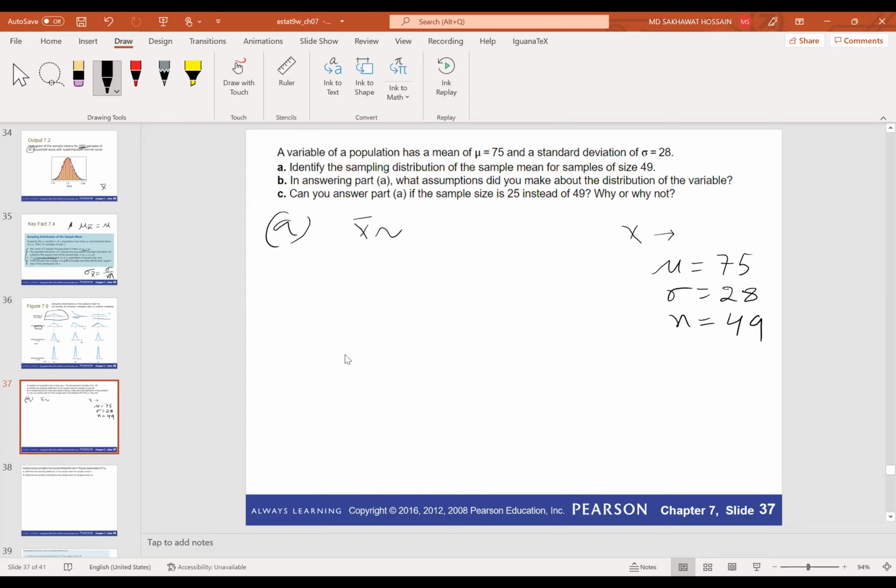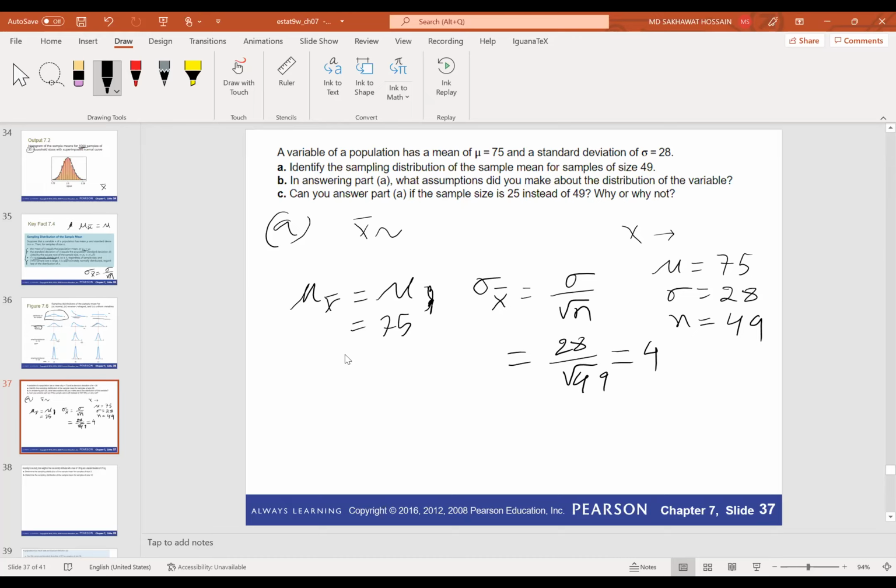So what will be the distribution of X bar? Is it a normal distribution or something else? What do you think? So it will be a normal distribution. Let's calculate the mean mu X bar, which is equal to mu. So this will be 75. Now calculate the sigma. Sigma X bar is sigma over square root of n. So that means 28 over square root of 49, which is 4.